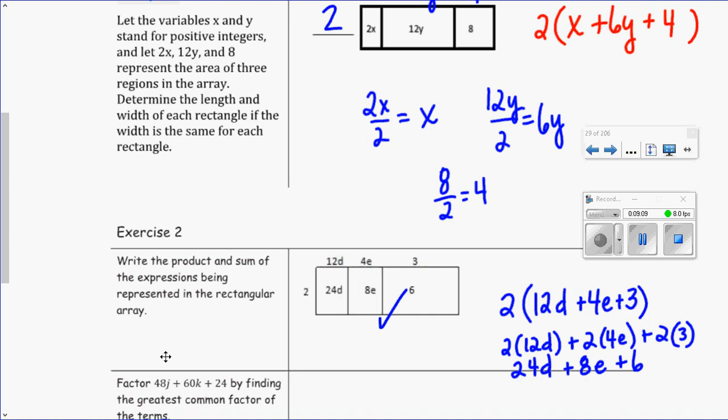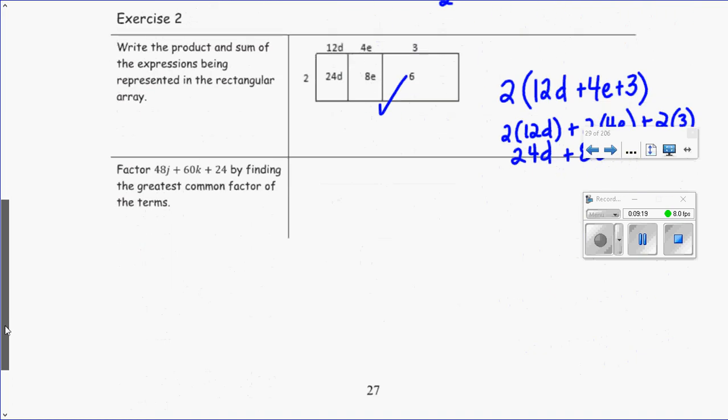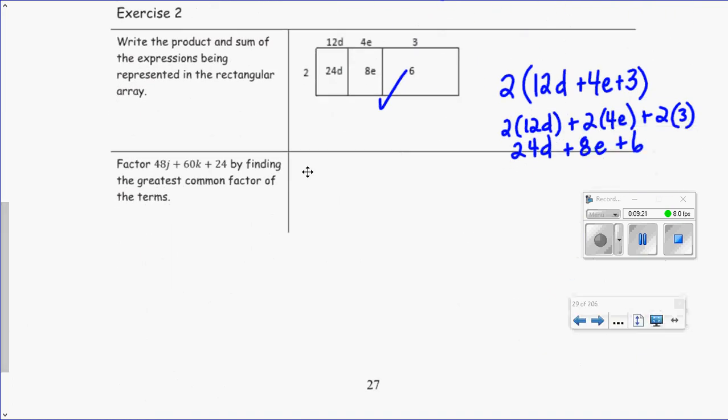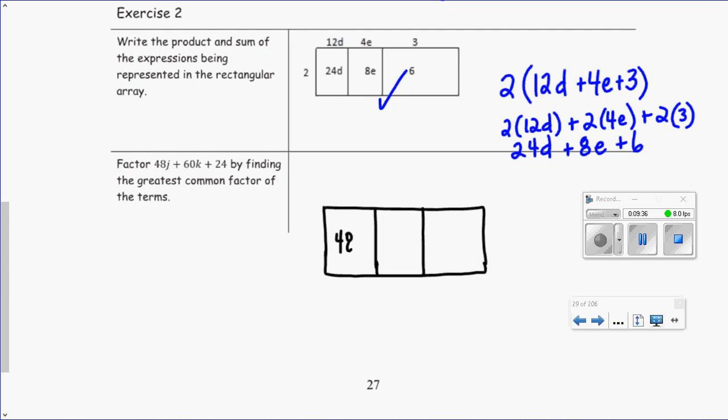Okay, go ahead and try the last one there. Factor 48j plus 60k plus 24. So what you're going to do here is make your rectangular array, and you see that there are 3 terms, or kind of 3 answers that go inside. Since we don't know what the letters are, it's okay whatever size you make them, because we don't know what J and K are, but we know that this one would be 48J, this one would be 60K, and this one would be 24.